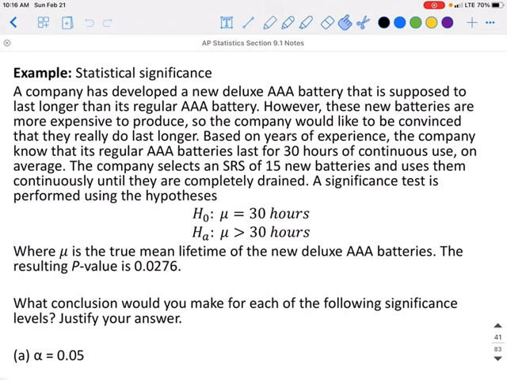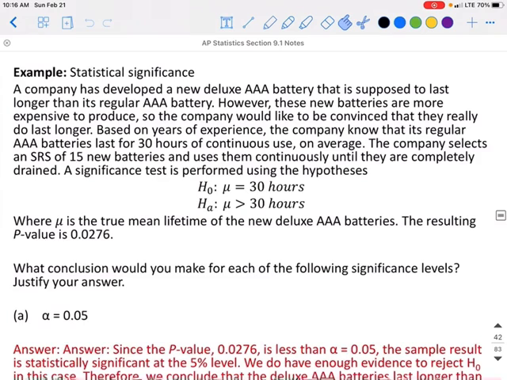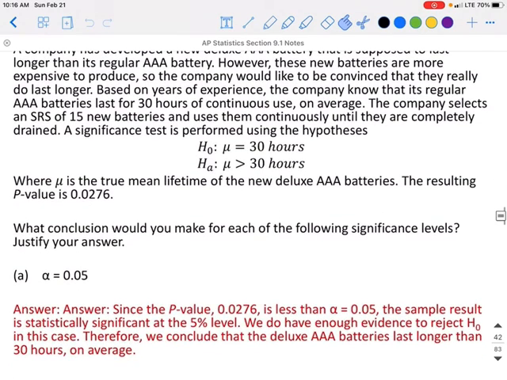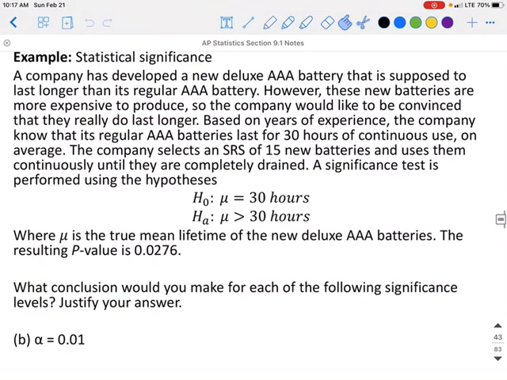Since 0.0276 is less than 0.05, we would say this is statistically significant at a level of 5%. We do have enough evidence to reject our null hypothesis in this case. Therefore, we conclude that the deluxe AAA batteries last longer than 30 hours on average.